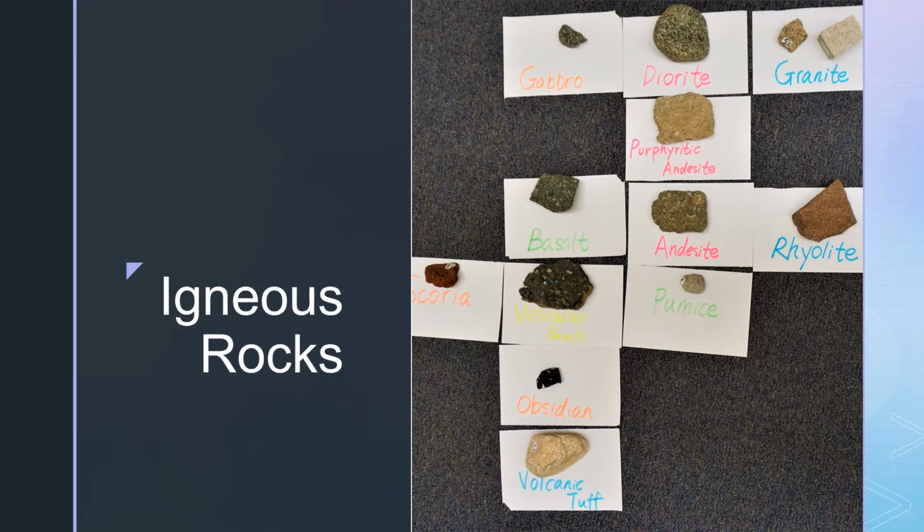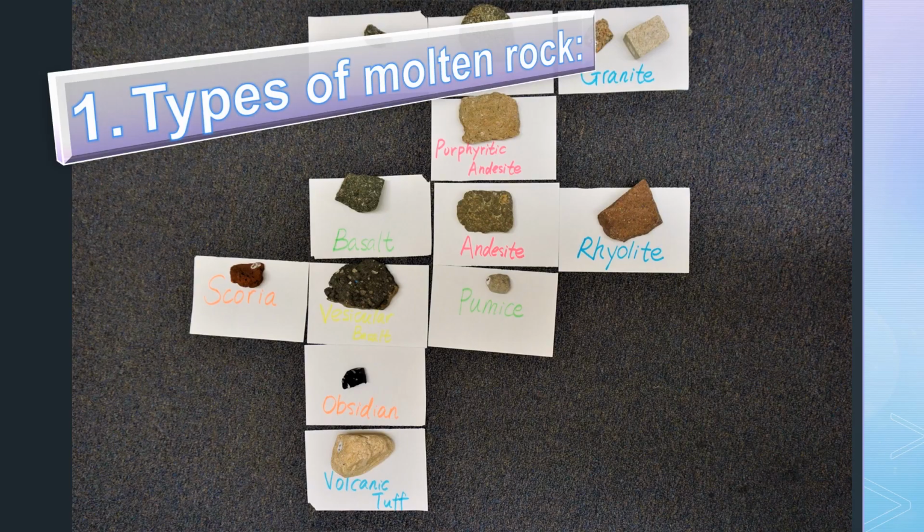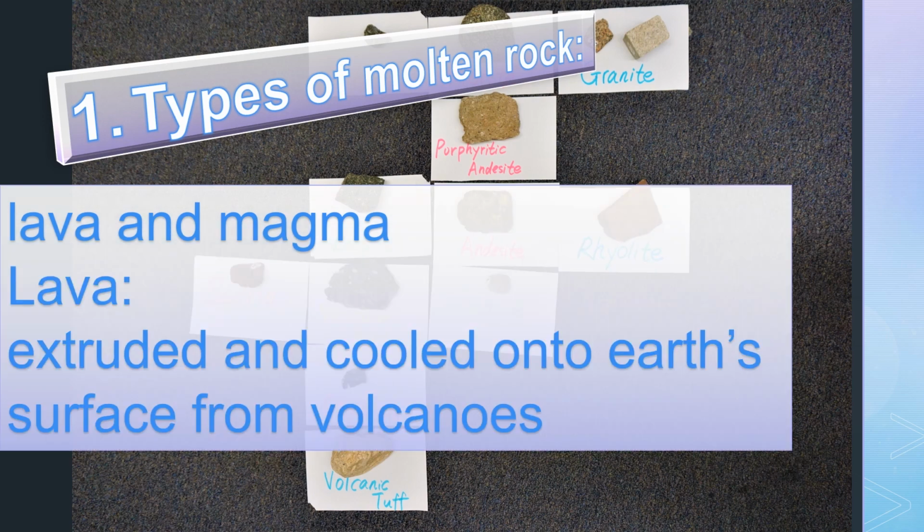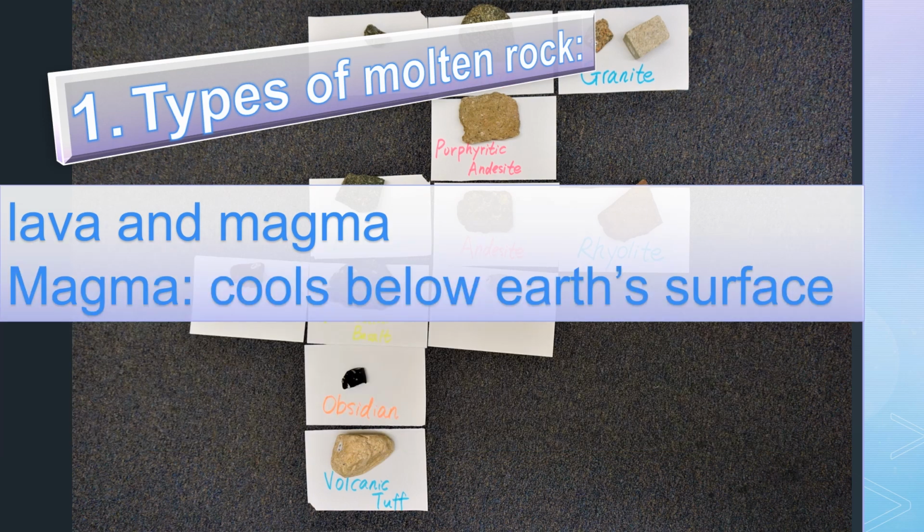Hello, today I'm going to introduce igneous rocks. First, there are two types of molten rock, lava and magma. Lava is extruded and cooled onto Earth's surface from volcanoes, where magma cools below Earth's surface.